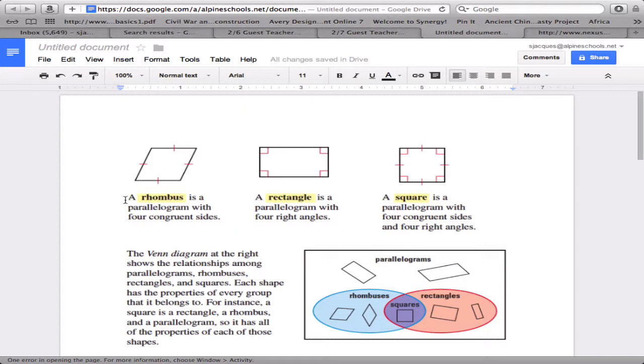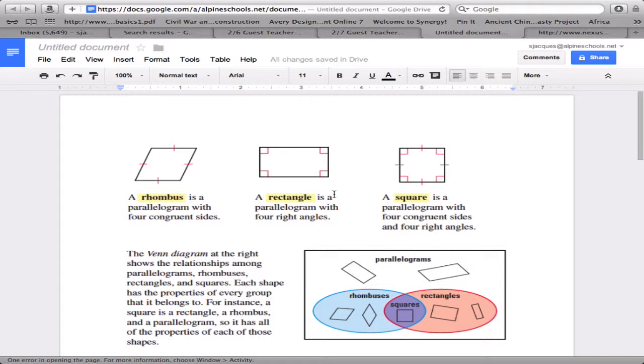A rhombus is a parallelogram with four congruent sides. So a rhombus looks like this, and it's just pushed over at the side. It's a parallelogram with four congruent sides. A rectangle is a parallelogram with four right angles. A square is a parallelogram with four congruent sides and four right angles.